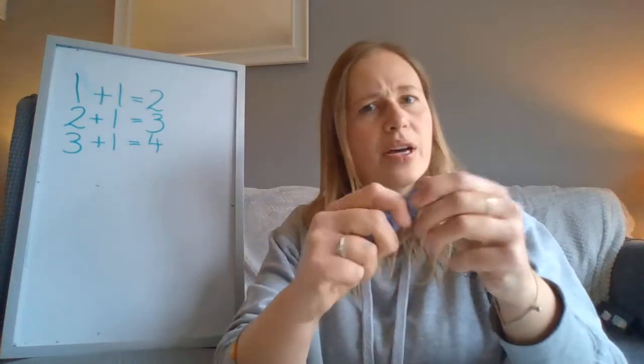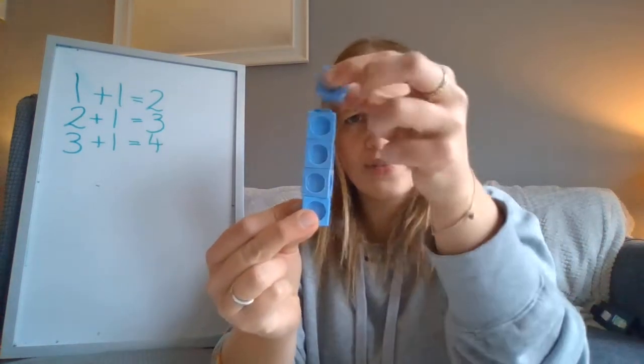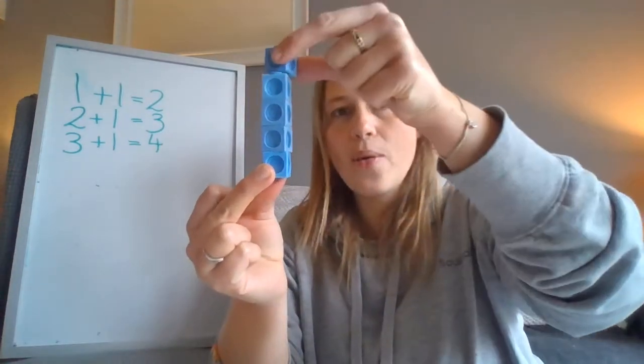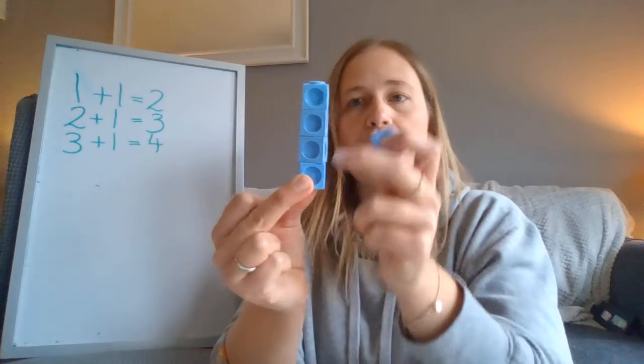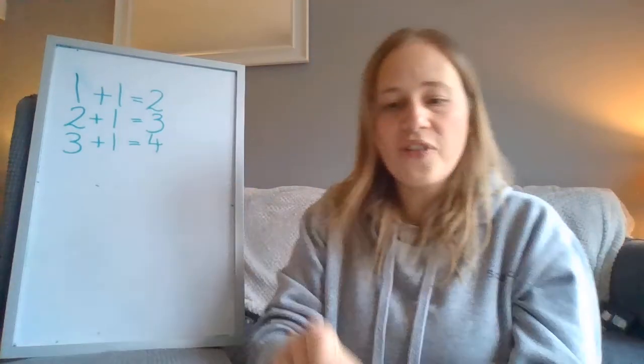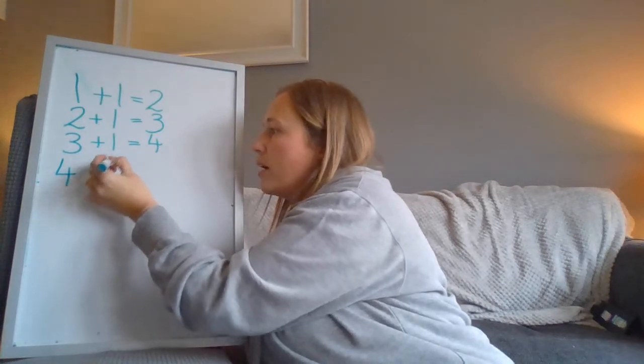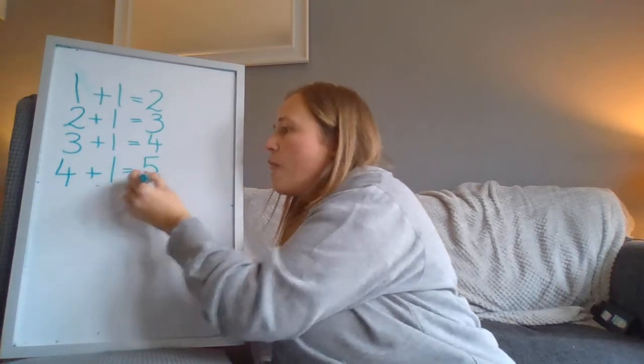Let's have a look at this number 5 then. What do you think is going to happen when I take the top one off number 5? I had 5. I've taken the top one off, and now what have I got here? 1, 2, 3, 4 and a 1. 4 and a 1 make 5. Let's see if I can write that one down as well. 4 and a 1 is the same as a 5.